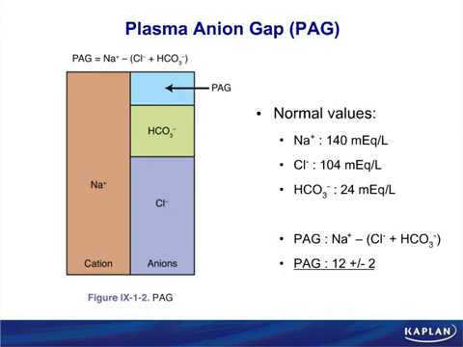Now, if we remember our normal values, then we can always remember the normal plasma anion gap. Normal sodium is 140, chloride is 104, bicarb is 24. So I take sodium 140, chloride 104, add bicarb to it. 104 plus 24 gives me 128. 140 minus 128 gives me a plasma anion gap of 12 plus or minus 2. These are the normal values.